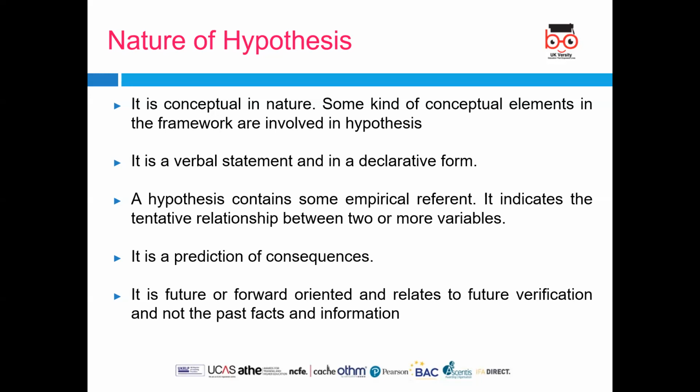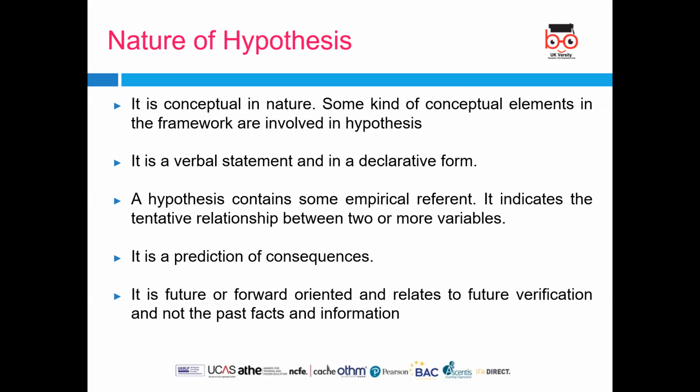Then a hypothesis contains some empirical reference, which means there is some empirical investigation that needs to be carried out. So it indicates the tentative relationship between two or more variables. So that is another nature of the hypothesis. Then it is the prediction of consequences. So like in the previous example, if you sleep more than 7 hours, you will experience less fatigue. So basically what you're doing, you're predicting the consequences. So that is one of the natures of hypothesis.